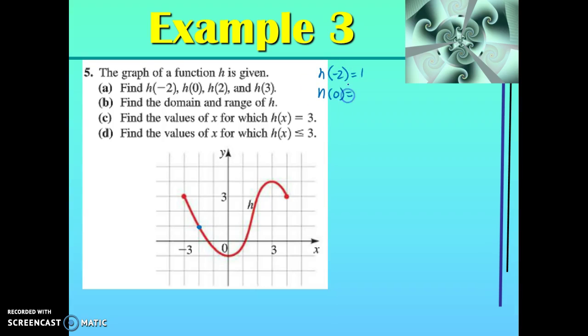H of 0 is just asking what's the y value when x is 0. It appears to be negative 1. H of 2, come 1, 2, and I go up there, and that looks to be at 3. H of 3 that looks to be a little bit higher at 4.